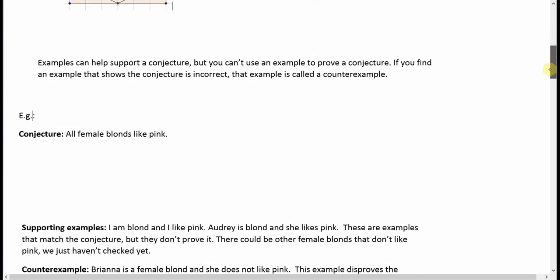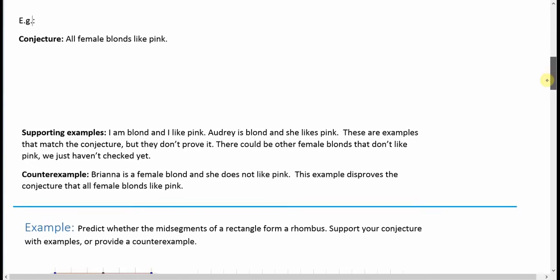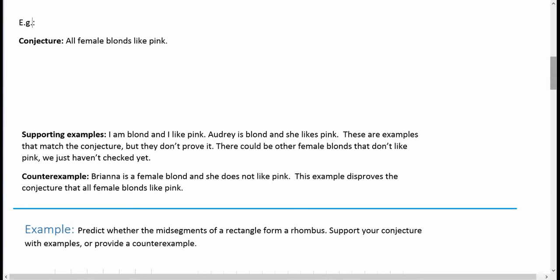Okay, so I'm going to give you an example here that's not a math example at all, just so you understand the terminology better, hopefully. So, if I make a conjecture, all female blondes like pink, I could make some supporting examples. I am a blonde, and I like pink. So that's support. I ask someone else. Audrey's a blonde, and she likes pink. That's a supporting example. So they match the conjecture, they support it. Some blondes like pink. It hasn't shown that all female blondes like pink, but some do.